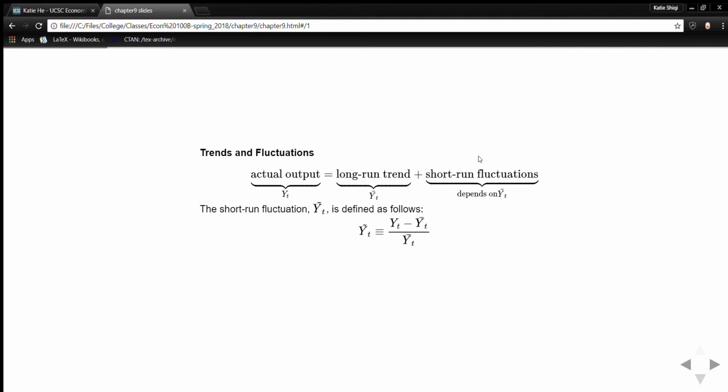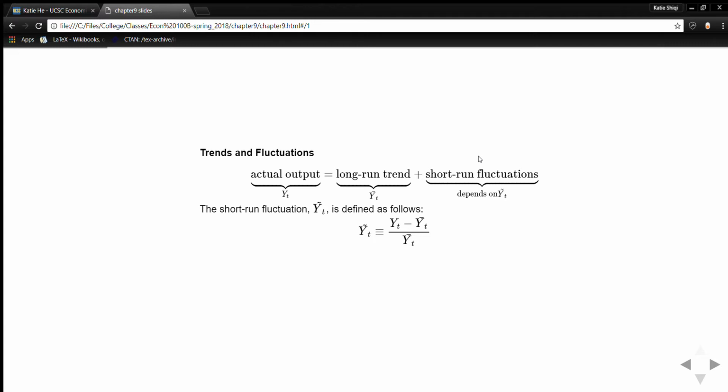So if you look at the US GDP over the past couple of decades, you can see that it has a general upward sloping trend. However, it's not a smooth line because of short-run fluctuations, so we have ups and downs in the economy because of the business cycle. So the fluctuation, we're going to describe it as y tilde, and it's defined as follows. It's equal to yt minus y bar, the whole thing divided by y bar.